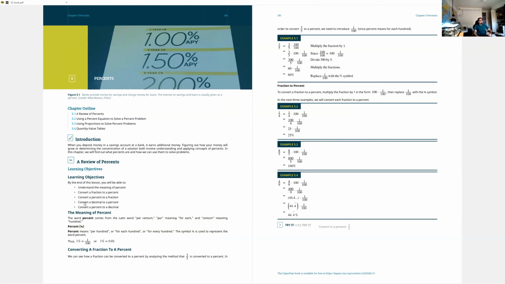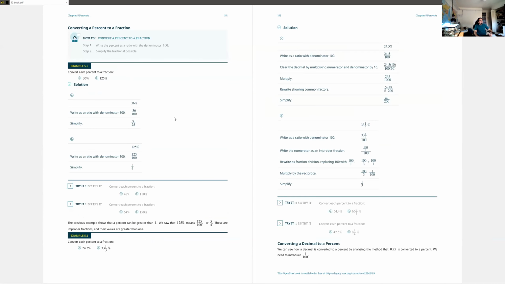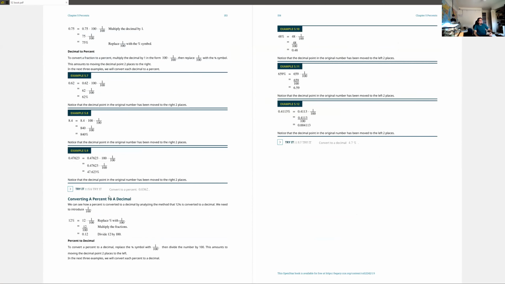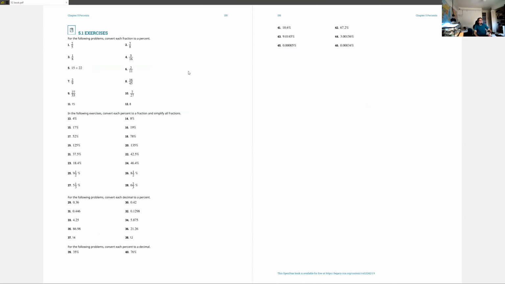So welcome to the book talking about percents. It's asking you how to do things like fractions to percents, how to do percents to fractions, decimals to percents, all this stuff, how we started in the beginning, percents to decimals. So hopefully their example problems will complement what we did, and then you can just do a bunch of them.